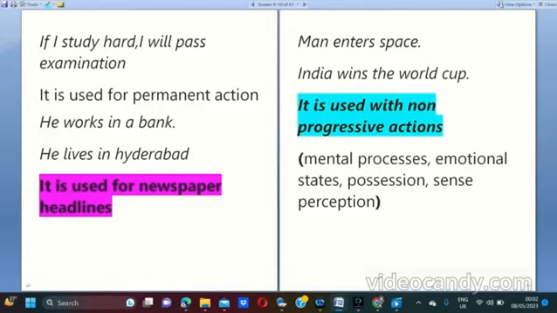Here, mainly in the subordinate clause, we use simple present tense. In the main clause, we use simple future. All of you need to remember these things. In the subordinate clause, we use simple present. In the main clause, we use simple future. Please try to remember these things. One is condition, one is result. Subordinate clause talks about reason always.